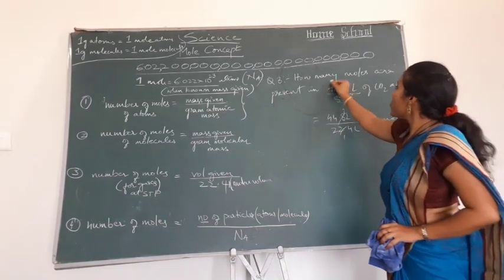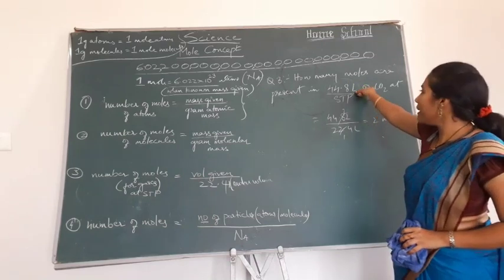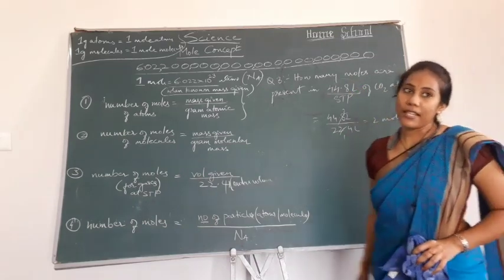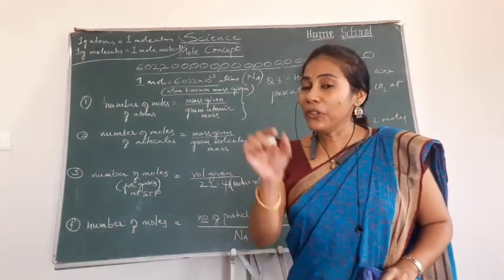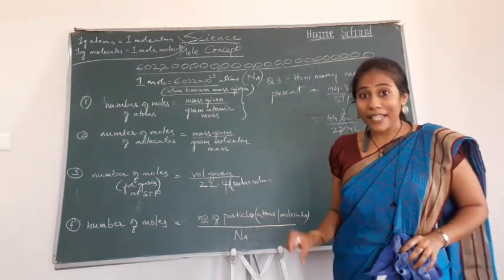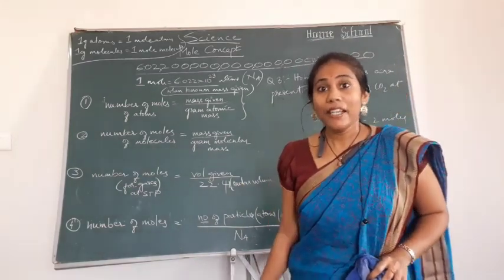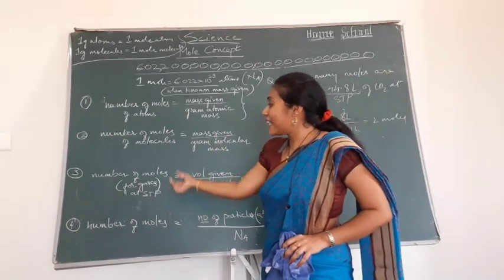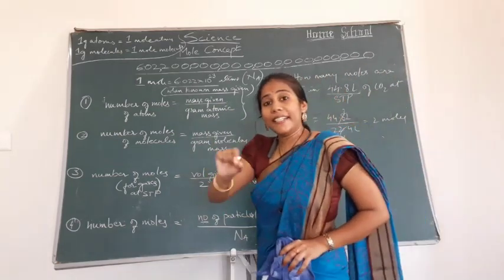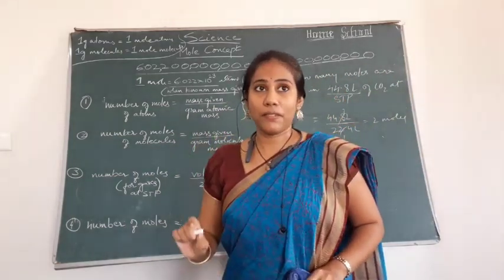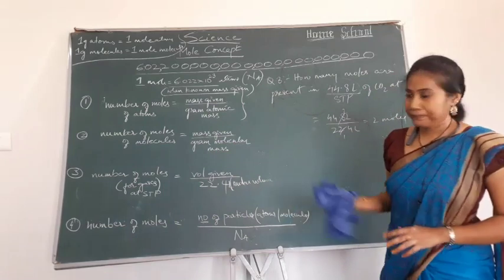So in this particular volume, how many moles of carbon dioxide are there? 2 moles are there. 2 moles in the sense, how many molecules? 2 into 6.022 into 10 to the power of 23 molecules of carbon dioxide are there in these many liters of carbon dioxide. Clear everybody? So this formula can be applied for gases at STP. Remember this. This can be applied only for gases at STP, that means standard temperature and pressure. Fine. And let us go for the fourth question.